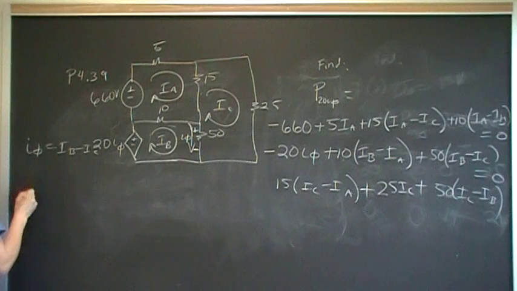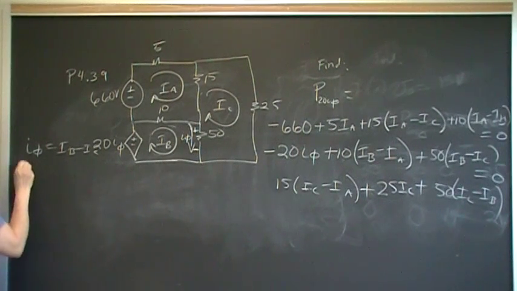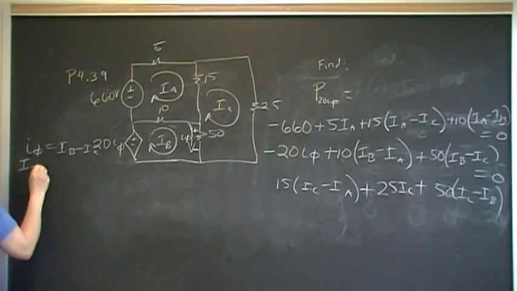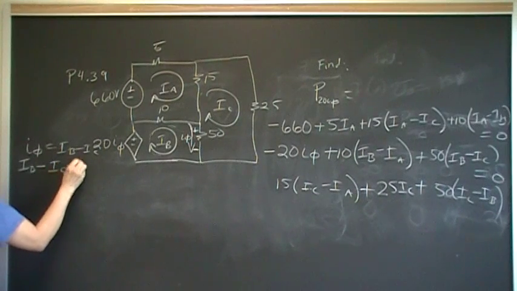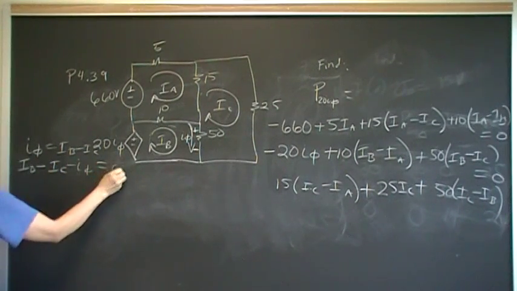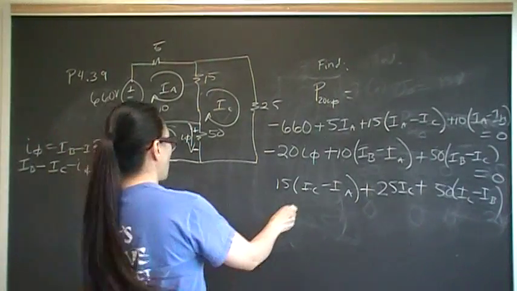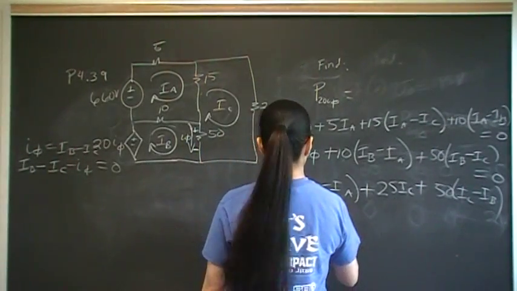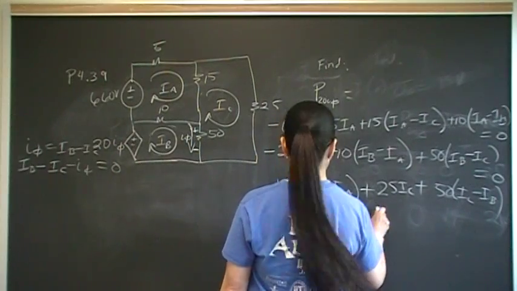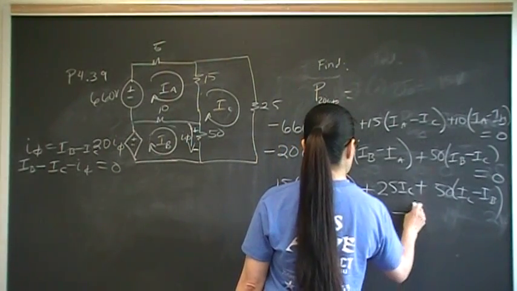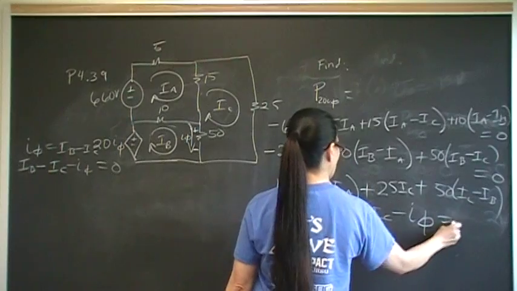So we're going to put everything on one side of the equation. We're going to go IB minus IC minus I phi is equal to 0. And that will give us our fourth line for the matrix. So let's put our fourth equation here: IB minus IC minus I phi is equal to 0.